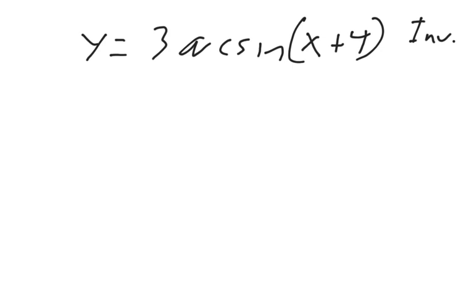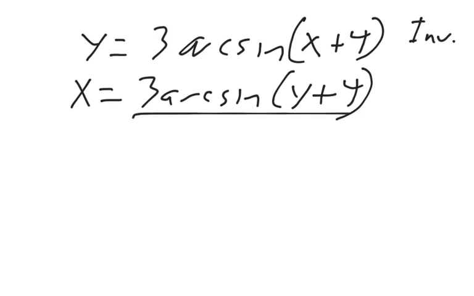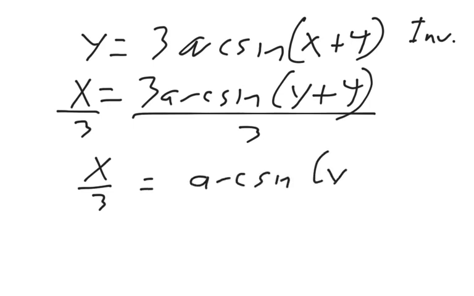In problem number 5, we're asked to find the inverse of this equation, so we got x equals 3 arc sine of y plus 4. To get rid of the 3 in front, I'm going to divide both sides by 3. So x over 3 equals arc sine of y plus 4.